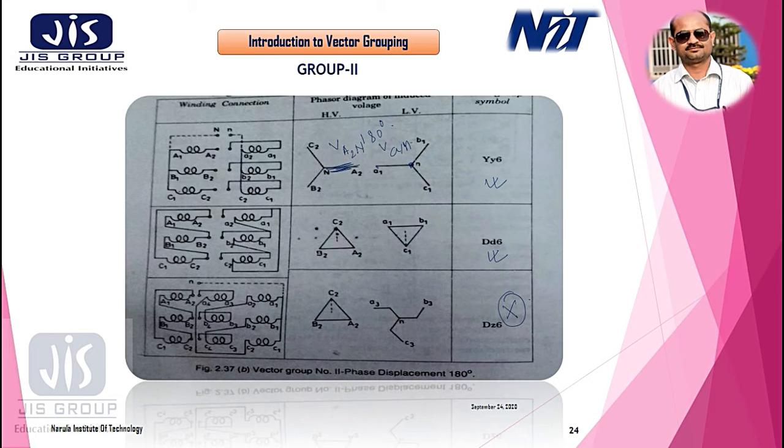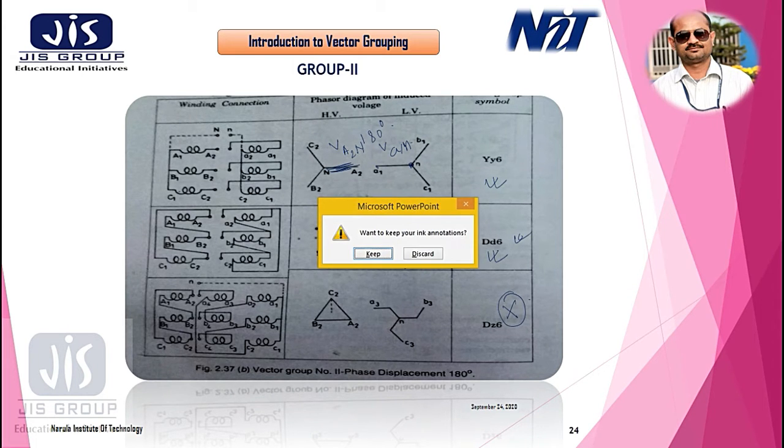Look here also, it was C2. This is the virtual star here. This is C1, so C1 also comes to this position. This is the reverse delta, so this is also 180-degree, that is the Dd6 connection. Let me explain this in a bit more detail.